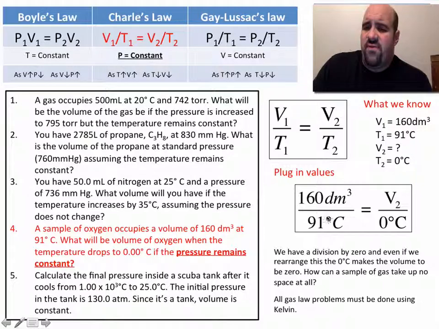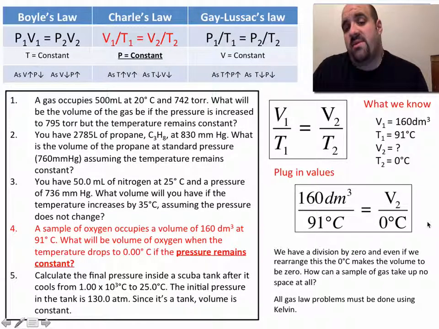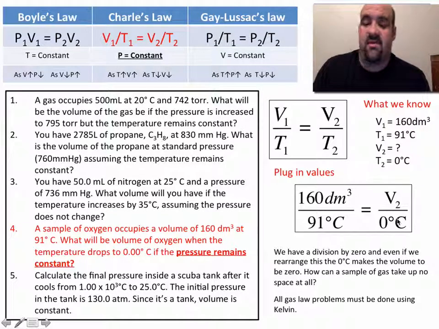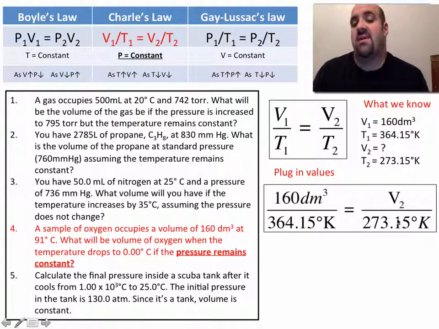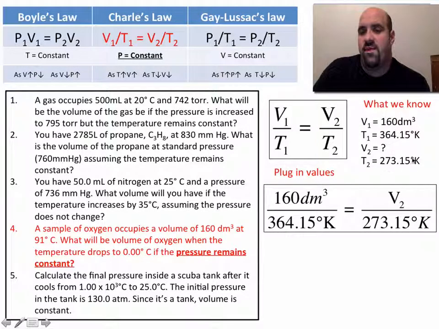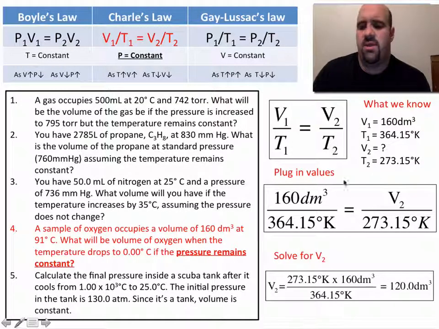So if you would actually take these temperatures and convert them into Kelvin, the problem would be perfect. 91 plus 273.15, 0 plus 273.15, then you can solve. And we did this on the other slide. So we just converted these temperatures into Kelvin, and we solve for V2. You're rearranging, you're getting rid of this by bringing it up, and you end up with 120, I'm going to say decimeters.